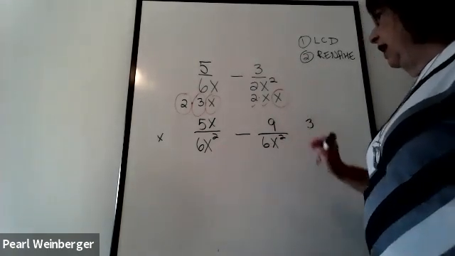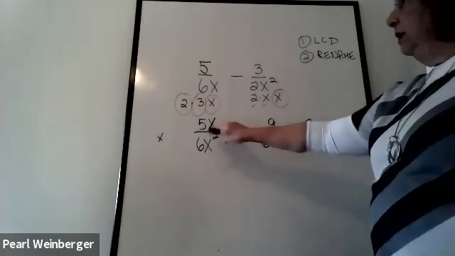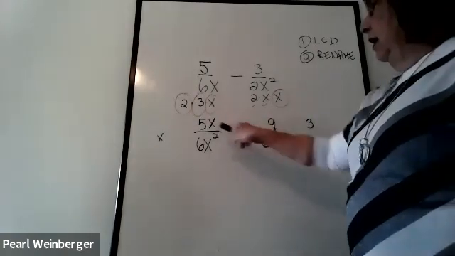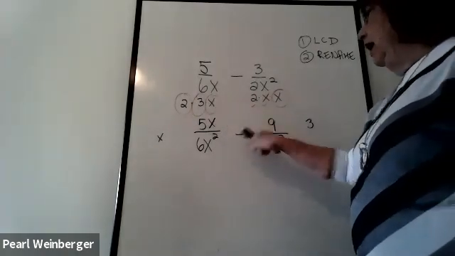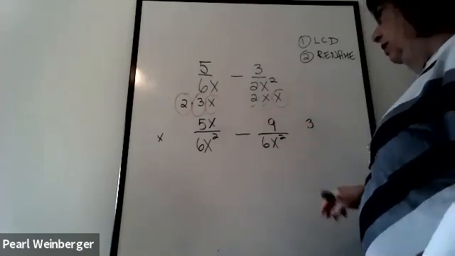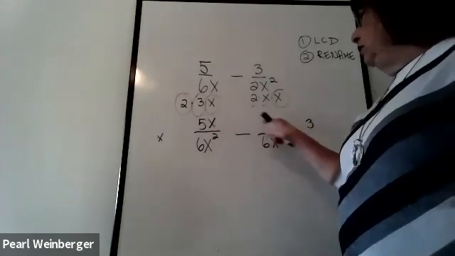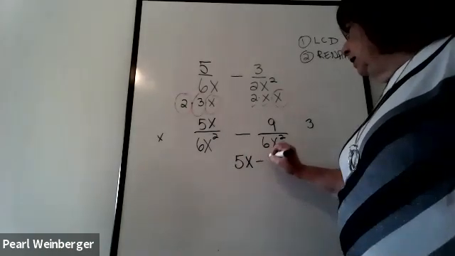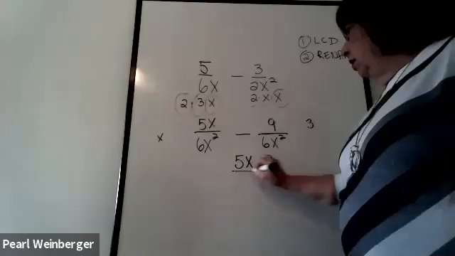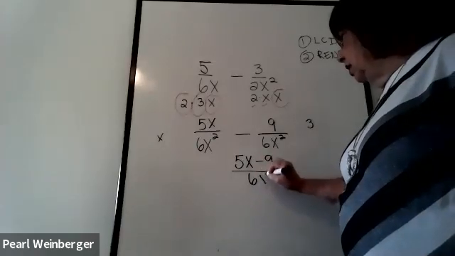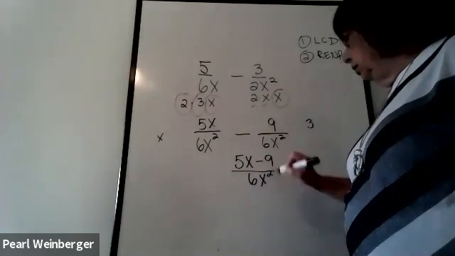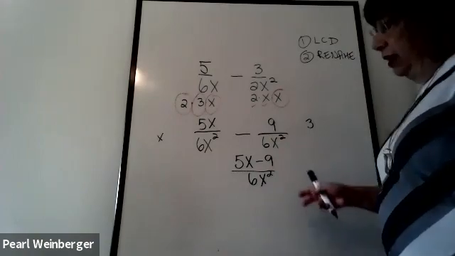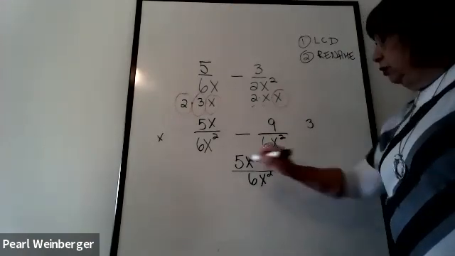I now have a common denominator. I combine my numerators by adding or subtracting the numerators. In this case, there's no like term, so I just do 5x minus 9 over 6x squared. And there's no way of reducing it. This would be your answer.